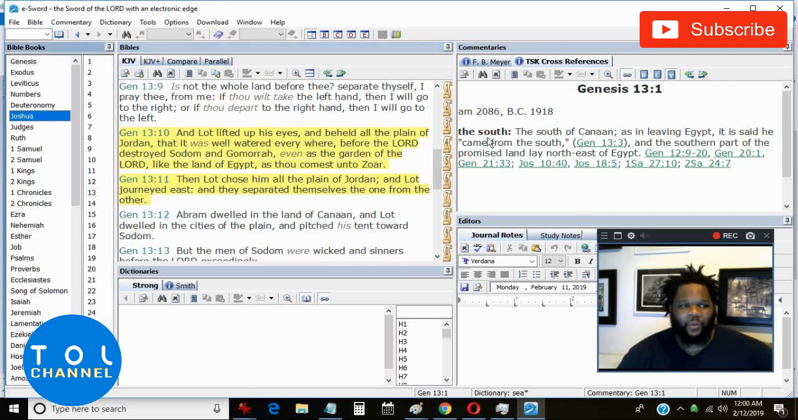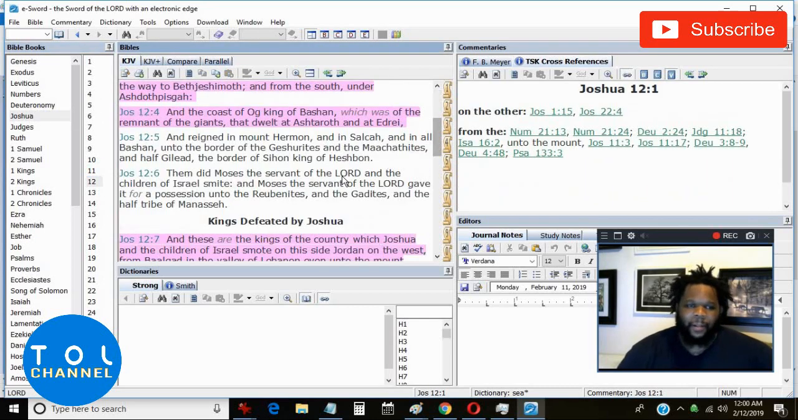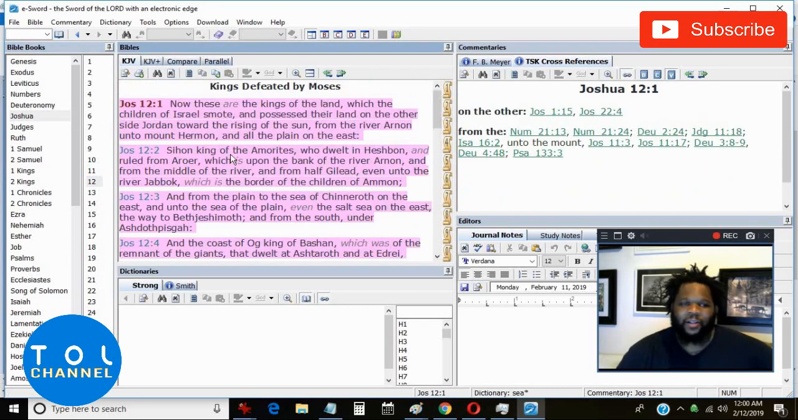Then we just go to Joshua, then we just sum it all up. And we go to Joshua 12. And we can actually see, and from the plain to the sea of Chinnereth on the east, and unto the sea of the plain, which we know has to be the Red Sea, even to the Salt Sea on the east, which is basically explaining the whole entire Atlantic Ocean.